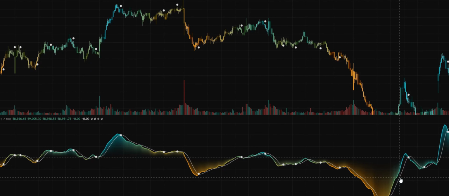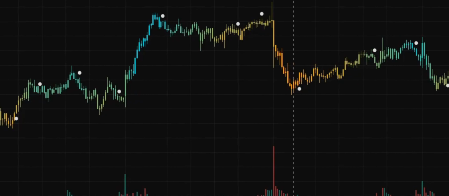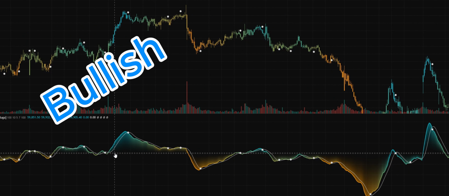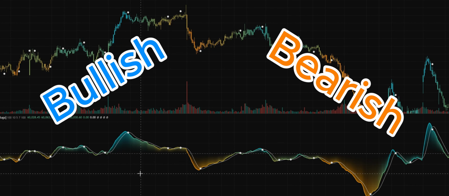Once you click it, you'll see the candle colors change. It goes from aqua, blue, to orange. Basically, when a market is in a bullish trend, the candles will be blue. And when there's a bearish trend, it will turn orange.